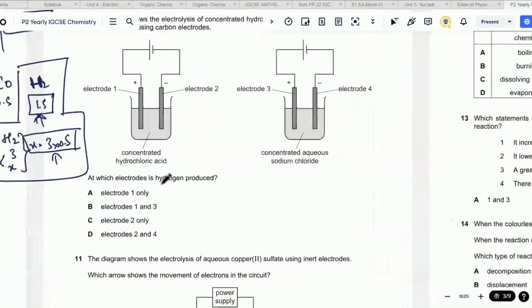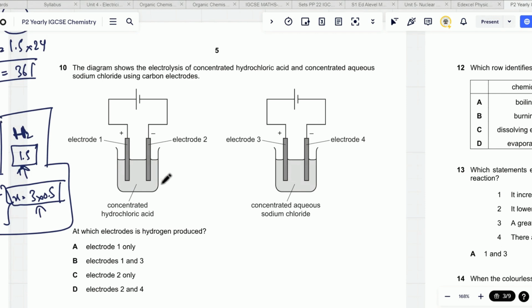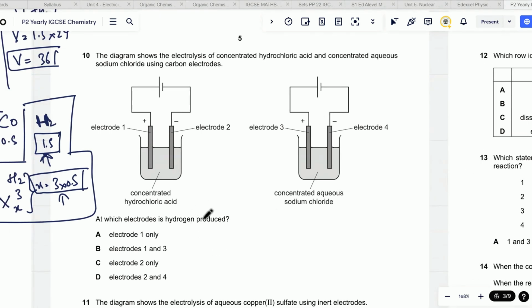Alright, now question number 10. The diagram shows the electrolysis of concentrated hydrochloric acid and concentrated aqueous sodium chloride using carbon electrodes. So we have these two cells. On the left side, we have electrode 1 and electrode 2, and we have concentrated HCl. On the right side, we have electrode 3 and electrode 4, and we have concentrated aqueous sodium chloride. At which electrodes is hydrogen produced? Which one will produce hydrogen?